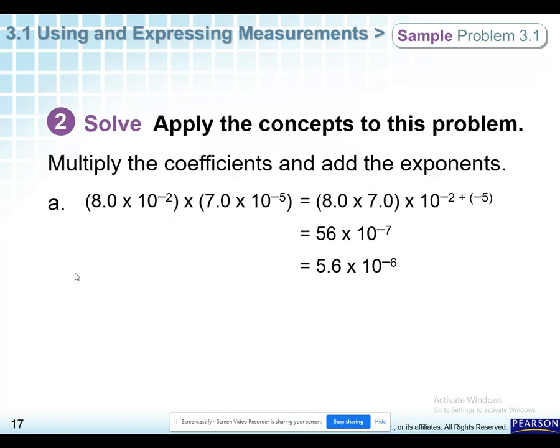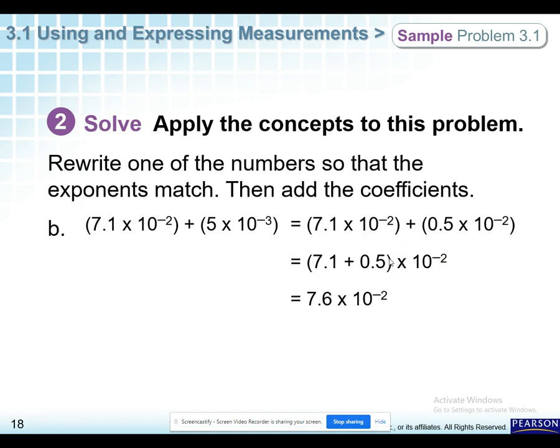So here they multiplied the numbers in front like we just did and got 56. And then they added the exponents to get -7. 56 is not in proper scientific notation, so they moved the decimal to the left, which added 1. So -7 plus 1, that's how they got that -6.